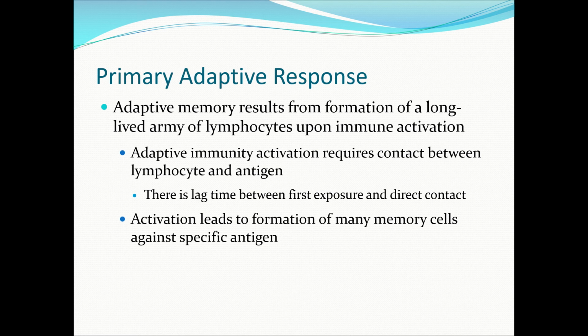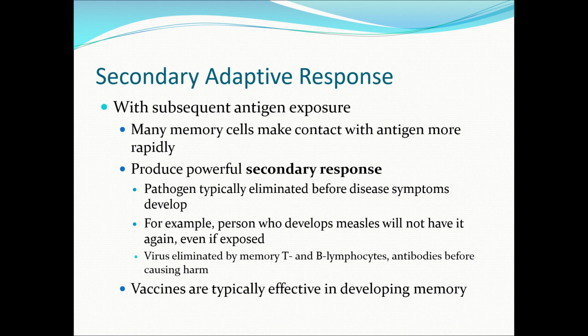The primary adaptive response. Adaptive memory results from formation of a long-lived army of lymphocytes upon immune activation. Adaptive immunity activation requires contact between the lymphocyte and the antigen. There's a lag time between the first exposure and direct contact. Activation leads to the formation of many memory cells against a specific antigen. Generally, a person is very sick during their primary response if they're exposed directly to the pathogen.